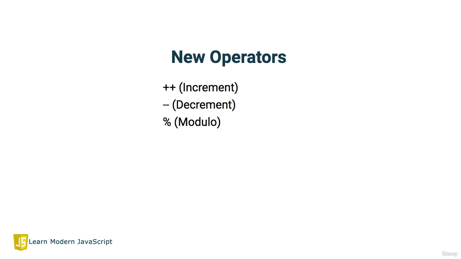Next one is modulo. Now modulo returns the remainder. And so this is used just like the division operator. However, instead of getting the quotient of one number divided by another, you get the remainder of those two. Let's take a look at that.